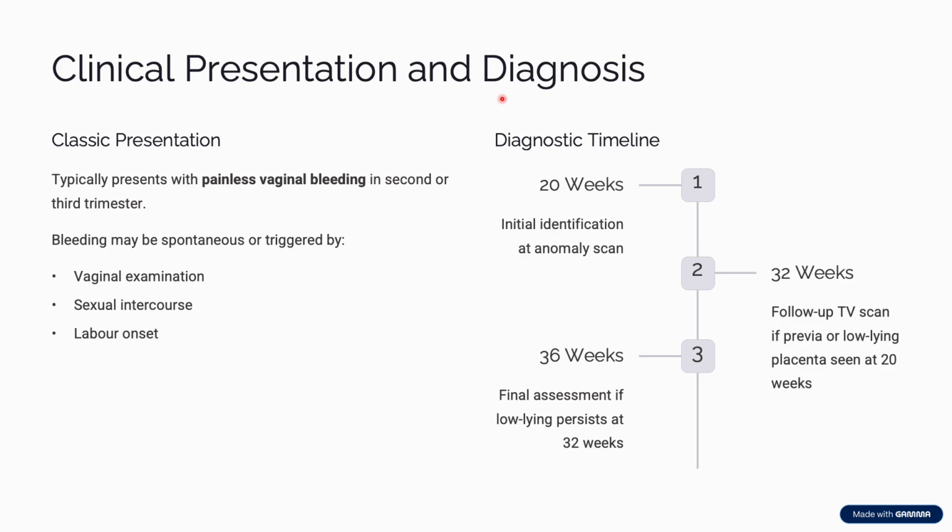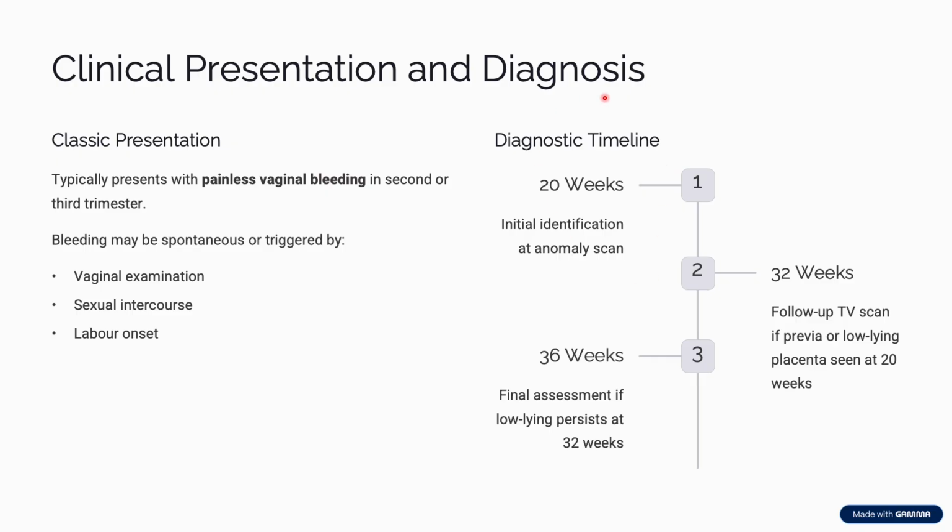Clinical presentation. Placenta previa usually presents with painless vaginal bleeding, especially in the second or third trimester. There could be triggers like vaginal examination, speculum, or sexual intercourse, or the bleeding started because she was going into labor, or it could be spontaneous bleeding.